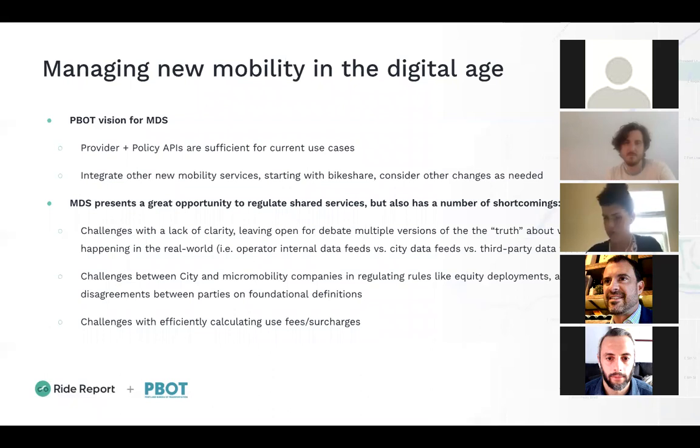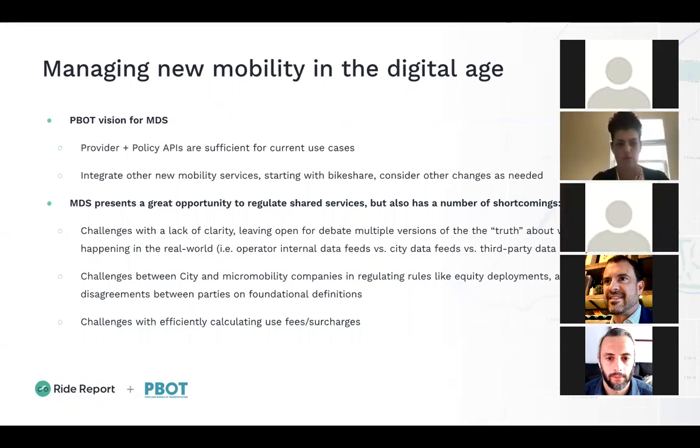I think that the policy API has been a great opportunity for us to solve some of the challenges that we and other cities have faced. With MDS, we've realized that sometimes there can be a lack of clarity in what the data means. As Joe said, often there isn't a single source of truth, and there could be a lot of variability between what an operator's internal data feed is saying, versus what the data the city might be receiving directly from the operator is saying, versus the data that a third-party platform like Ride Report or Stae might also have. And that can create a lot of challenges from a regulatory perspective, in terms of having multiple different truths out there.